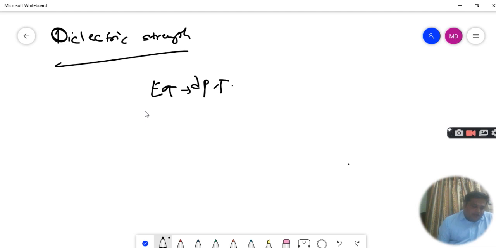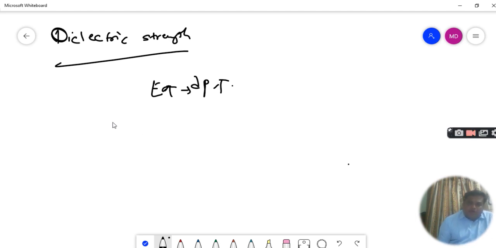As the electric breakdown occurs, a spark passes through the dielectric medium. So the maximum value of electric field intensity that can be applied to a dielectric without breakdown is called the dielectric strength. It is the last border, the last line. After the breakdown, it converts into a conducting medium.